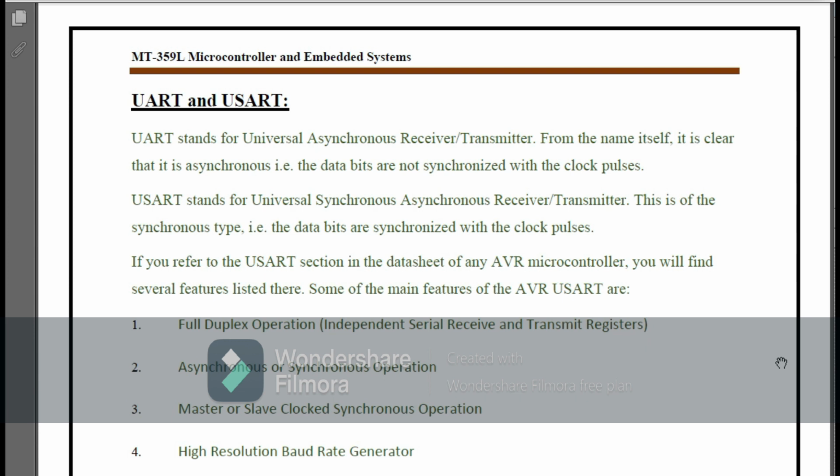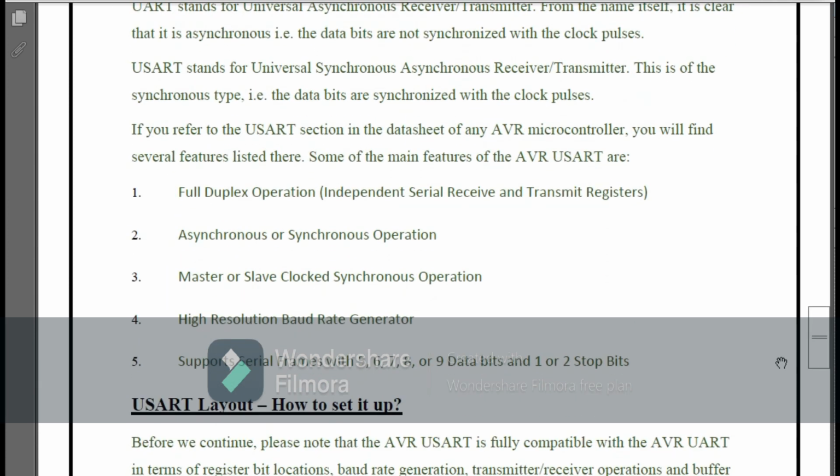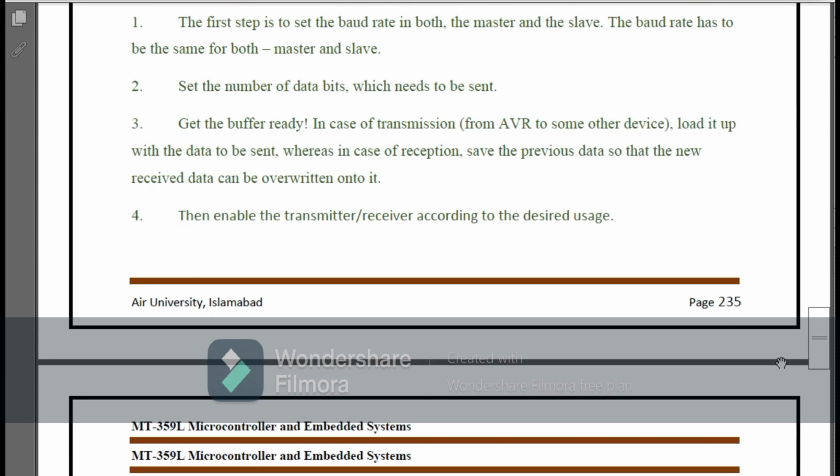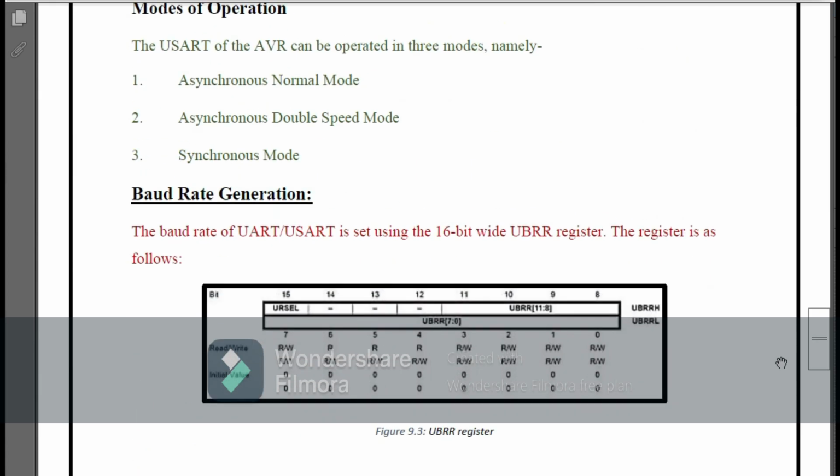If you refer to the USART section in the datasheet of the AVR microcontroller, you will find several features listed. Basically, the features of the AVR USART are full duplex operation, independent serial receiver and transmitter, asynchronous or synchronous master/slave operation, and high resolution baud rate generator. So here you can see details about this.